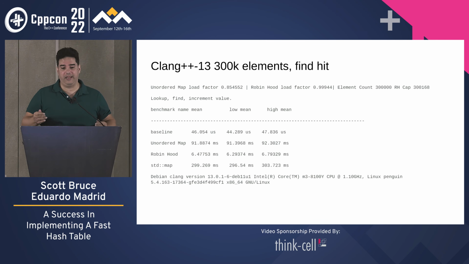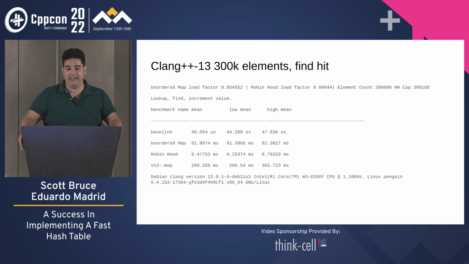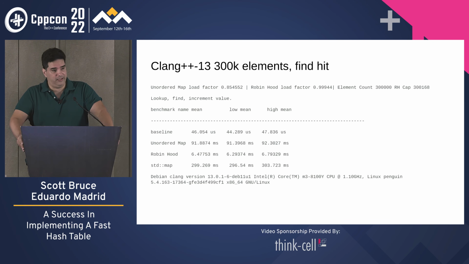the thing that we're doing here is, like the title of the slide says, we have an element count of 300,000 elements, okay? And we see that the trusty unordered map of the standard library has a load factor of about 85%, and we basically have a full table load factor, okay?